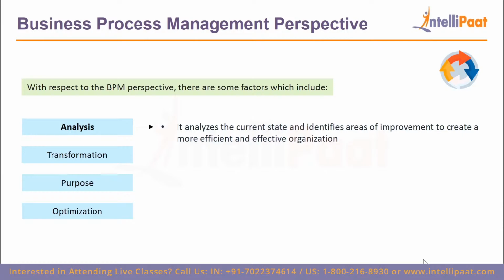Now further, with respect to the business process management perspective, there are some factors that affect the overall business. But before that, why does business process management matter and why do these factors influence those business activities? When business processes are left unorganized and unsystematic, poor business processes can lead to blunder mistakes in the business and can decrease the growth of the business.